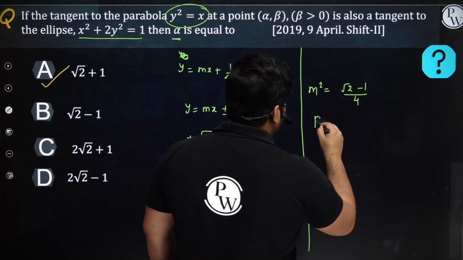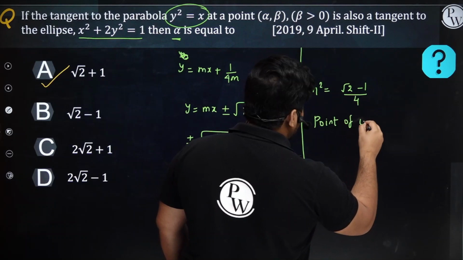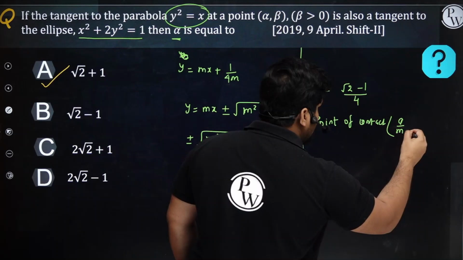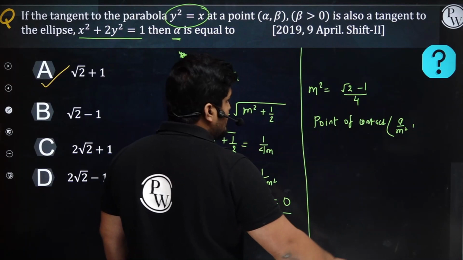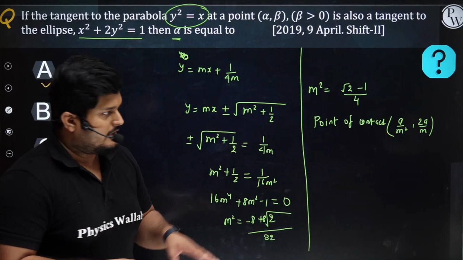Yeah, so the point of contact is (at², 2at). So t is 1 by m. So at² is a by m², right? And 2at, so 2a by m. This will be the point of contact, guys: (a by m², 2a by m).